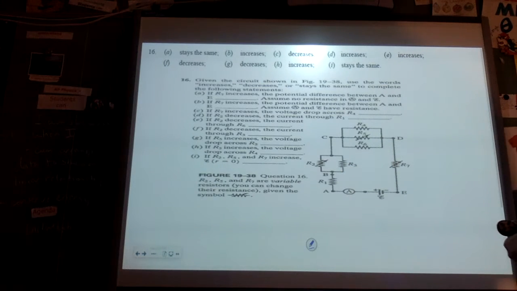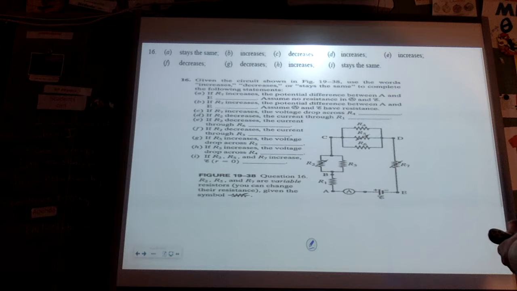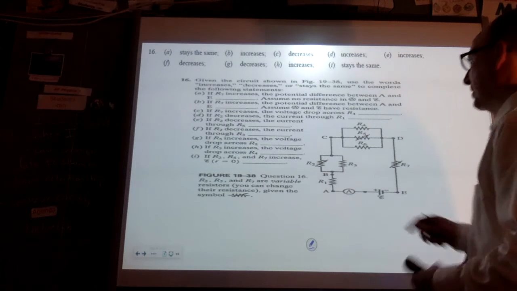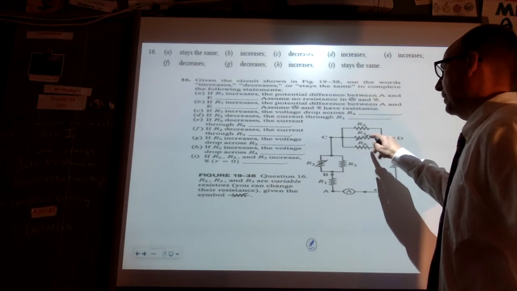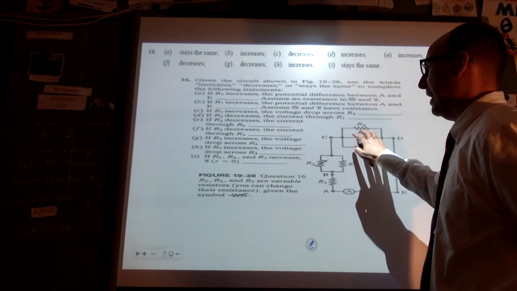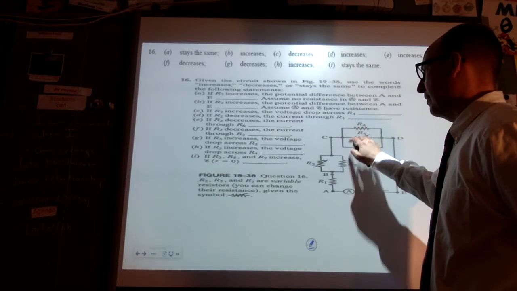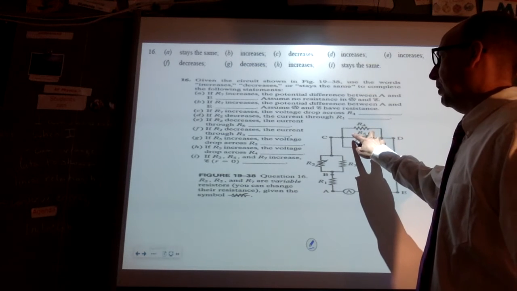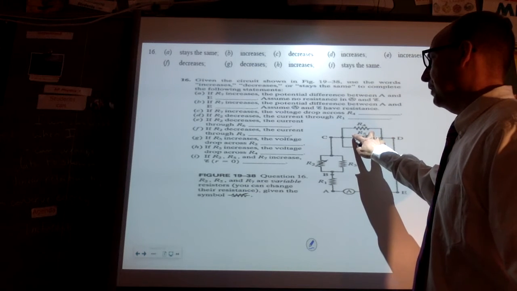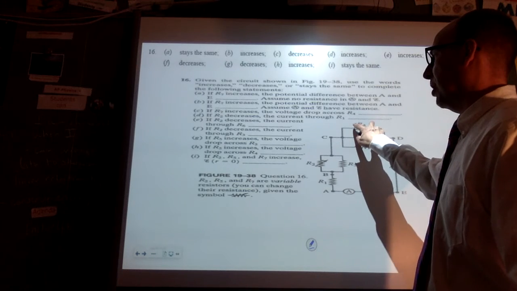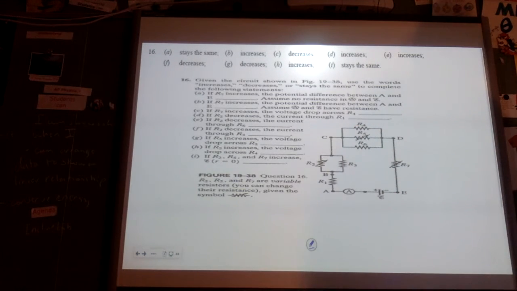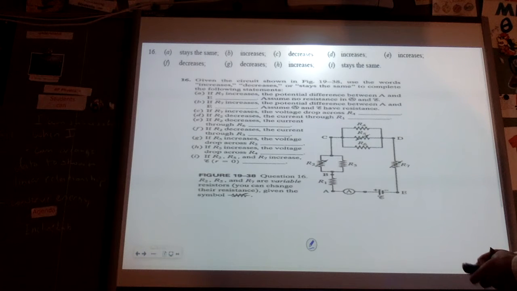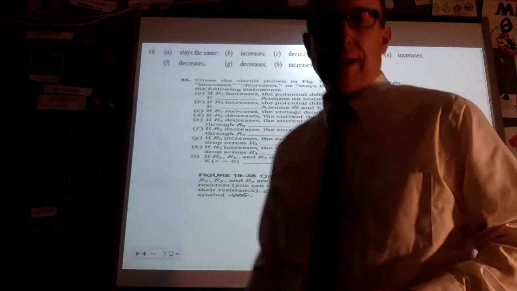If R5 increases, the voltage drop across R2. So as this gets bigger, that's going to make this overall path have a bigger voltage. That means that this voltage drop is going to be less. If this gets bigger, that's going to make the overall voltage drop bigger. So R4 is going to get bigger. And if R2, R5, and R7 increase, that's going to stay the same because it's just the battery, right? The battery is the battery.